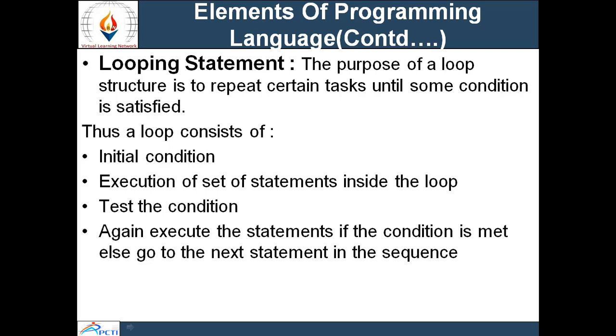The control statement tests certain conditions and then directs the repeated execution of the statements contained in the body of the loop. The test may be either to determine whether the loop has repeated the specified number of times or to determine whether a particular condition has been met. Thus, a loop consists of an initial condition, execution of a set of statements inside the loop, testing the condition, and again executing the statements if the condition is met, else going to the next statement in the sequence.